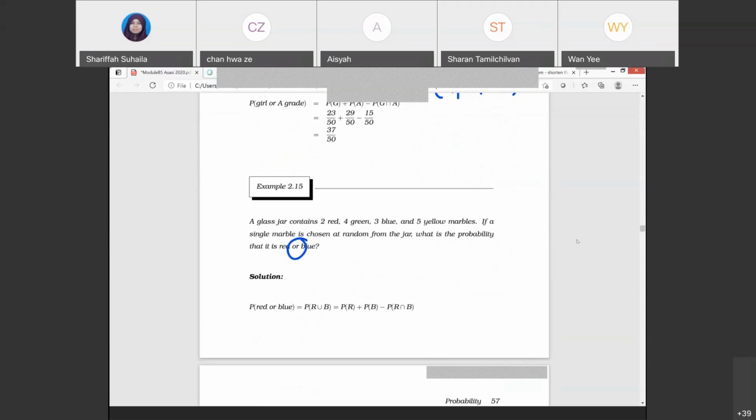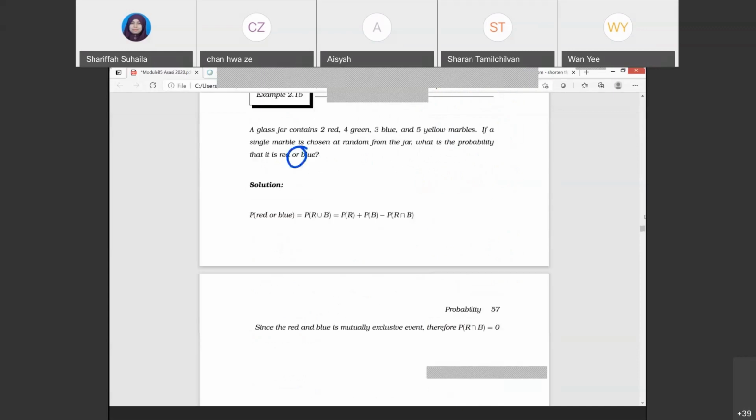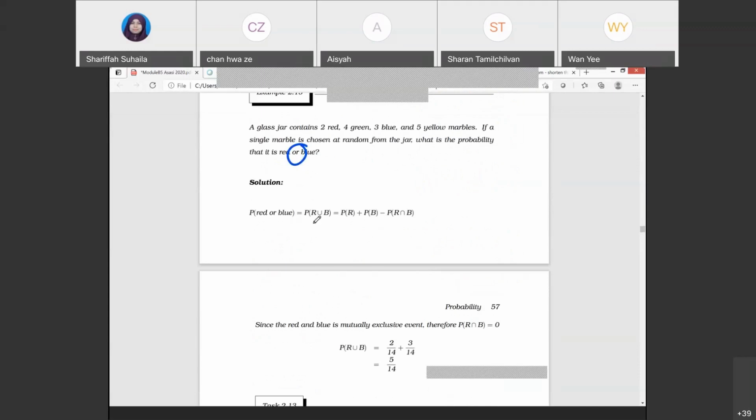Okay, you have a glass jar that contains 2 red, 4 green, 3 blue, 5 yellow. If a single marble is picked at random from the jar, what is the probability that it is red or blue? Altogether you have 2 plus 4 is 6, plus 3 is 9, plus 5, which is 14. Red or blue, so R union B: probability of R plus probability of B minus the intersection.